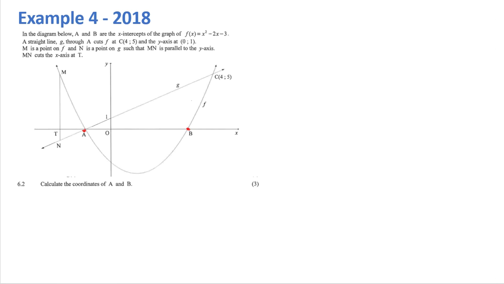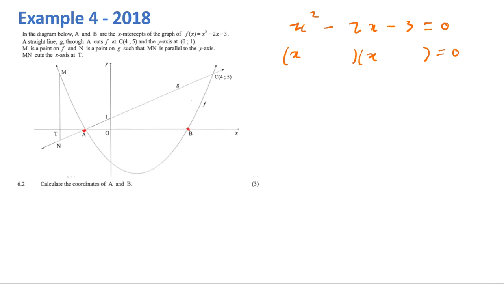Then we're asked to calculate the coordinates of A and B. Well, these are special points, right? They're nothing else than where this parabola intersects with the x-axis. So in essence, we're asked to calculate the roots of the parabola. So let's do that. We know x squared minus 2x minus 3. To calculate the roots, we have to set this equation equal to 0. And then we have to factorize. Get an x there and an x there.